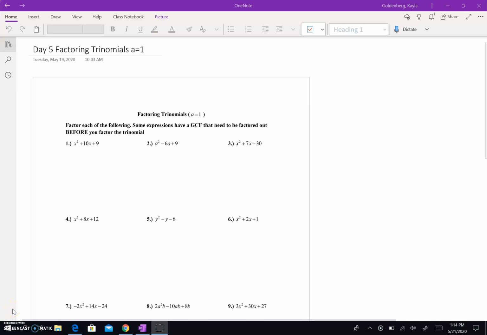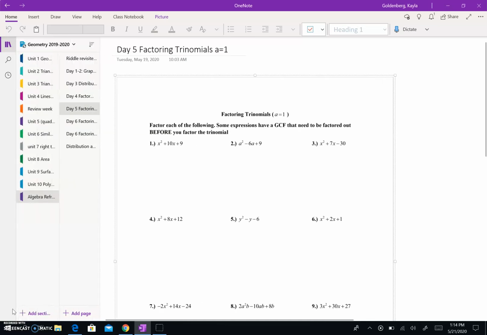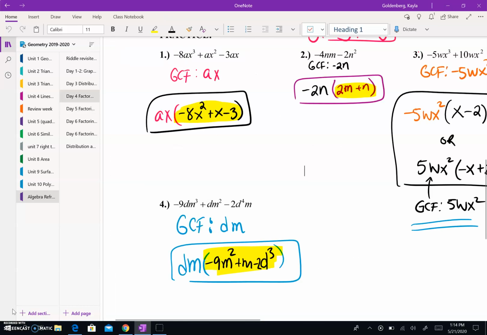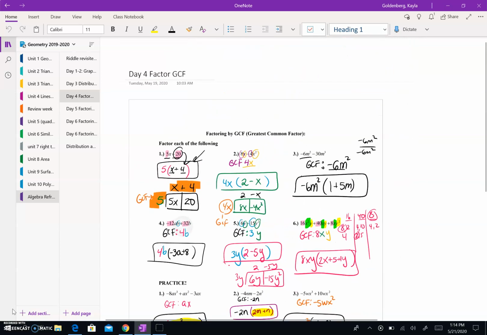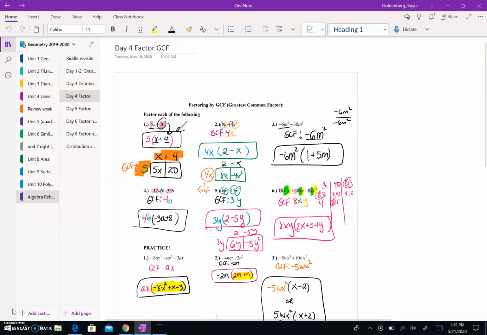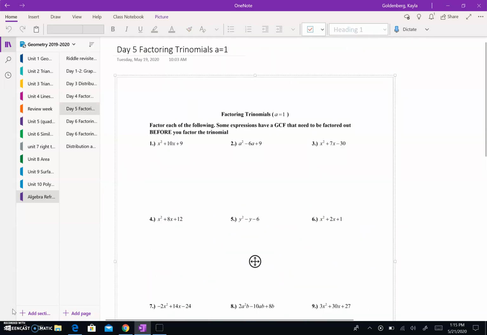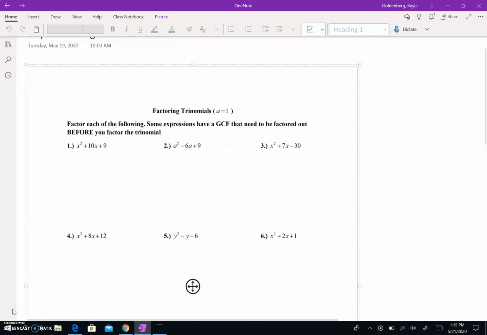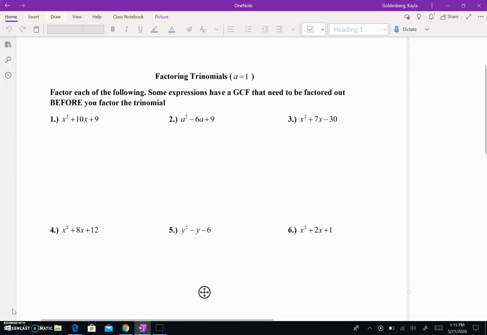Guys, welcome to our day 5 of reviewing factoring, reviewing some important Algebra 1 concepts and getting ready for Algebra 2 next year. So far we've gone through graphing lines and slope. We did distribution. Yesterday we did factoring, specifically factoring with greatest common factor. And you're going to want to keep that in the back of your mind because today, if we look at our directions, we are factoring trinomials.